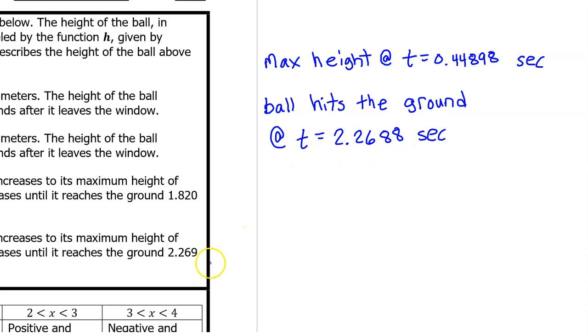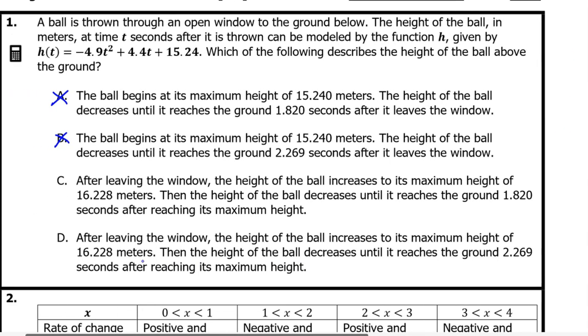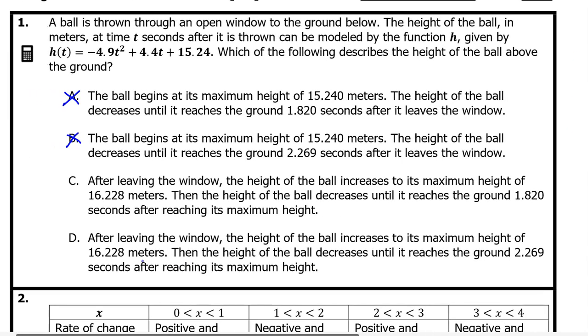This is approximately equivalent to the 2.269 that we see in option D. However, you have to be careful here. Option D does not say that the ball hits the ground at time 2.269 seconds. It says the ball reaches the ground 2.269 seconds after reaching its maximum height.